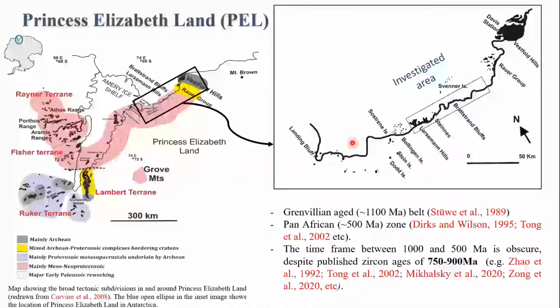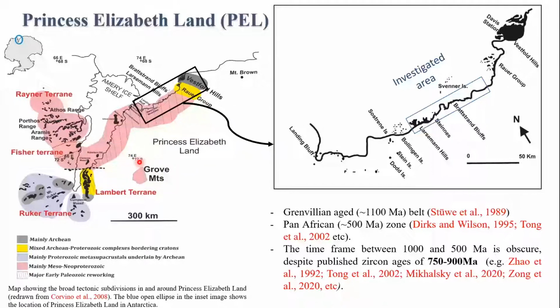Now let's see the geology of the exposures. The coastal outcrops of PEL are classified into 3 broad categories. One is Archean aged Vestfold. The second one is Archean to Paleoproterozoic aged Ruker Group, and a large section of coastal as well as inland fringe of PEL is regarded as a continuation of the Rayner terrain.